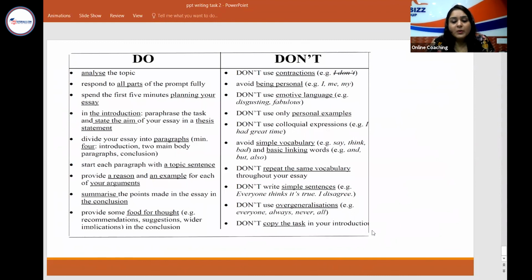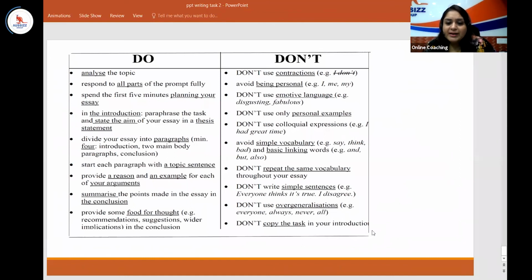Don't use colloquial expressions like had a great time, or informal language. Avoid simple vocabulary. Now I say, I think, I had. If you are writing in the opinion, I believe, then do not repeat that I believe again. You can say I think, or I agree, I completely agree. You have to change the word. Do not repeat your vocabulary.